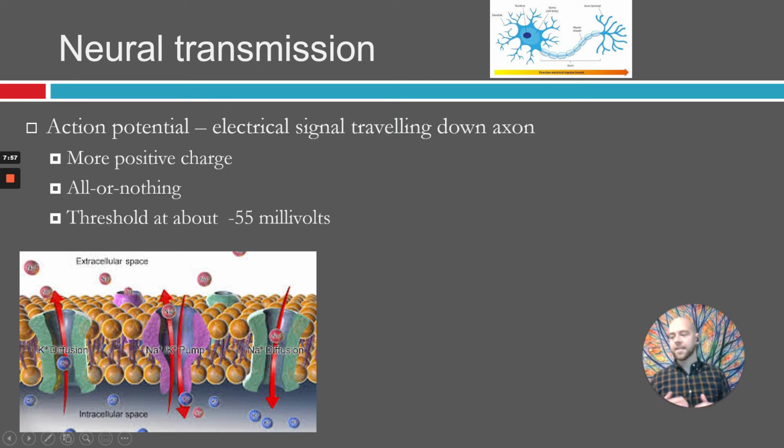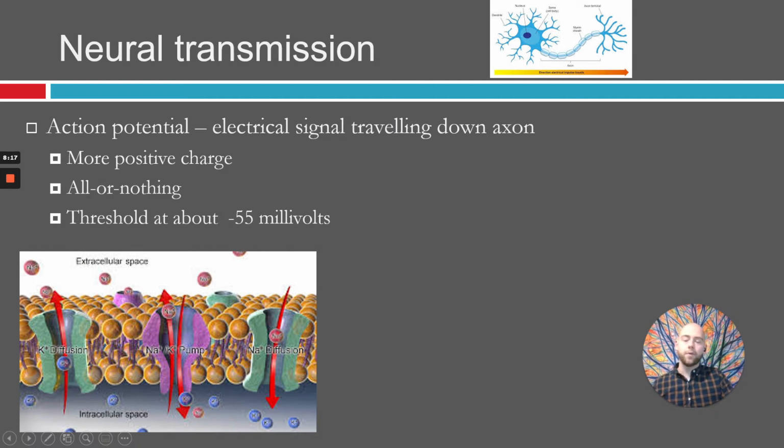And it's not like you can have a slightly different strength here. It's either the neuron sends the message or it doesn't. There's no weak message or anything like that. It's just that it gets activated or it doesn't. So that's what I mean by all or nothing here. You either have a message or you don't.